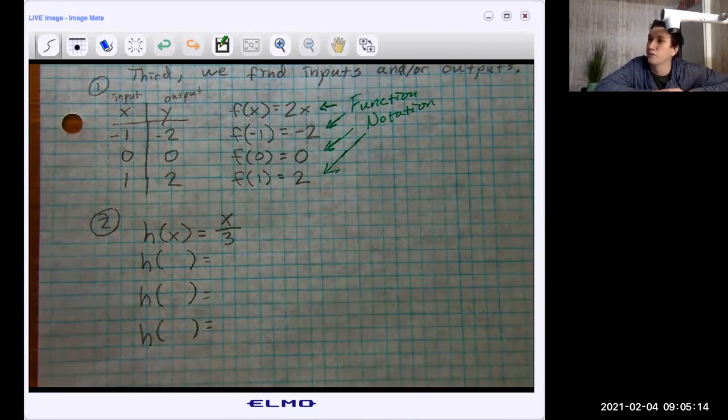Okay? We get to choose our inputs. We can choose whatever we want. And let's do some negative and positive numbers, okay?